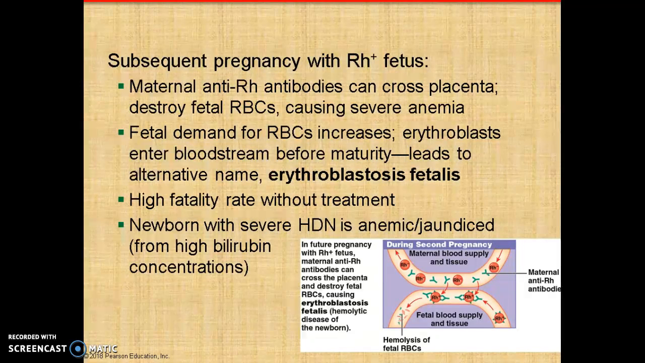The placenta is an organ that forms between the fetus and the mom. It's kind of like the middleman, and nutrients and gases and wastes pass through the placenta from the mom to the fetus. So the antibodies can cross the placenta and destroy fetal red blood cells, causing anemia.